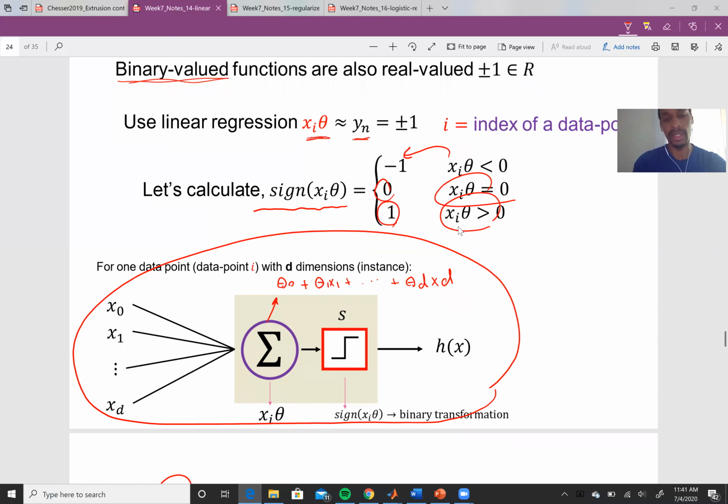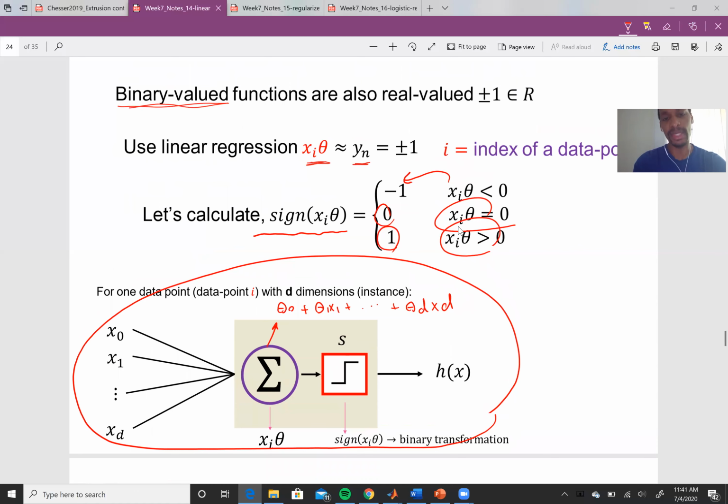And so one way we can do that is just calculate the sign of this regression function, or this prediction function. You assume that you already have your theta, your parameters. So we can calculate the sign of this linear combination. If it's less than 0, you classify as -1. If it's 0, then it's 0. If it's greater than 0, you classify as 1.